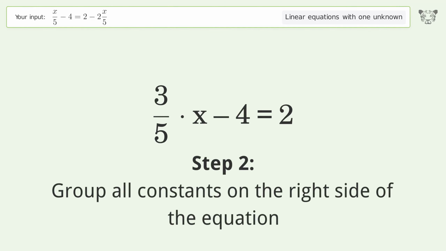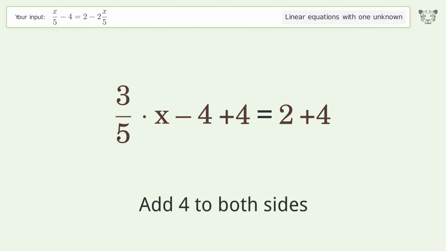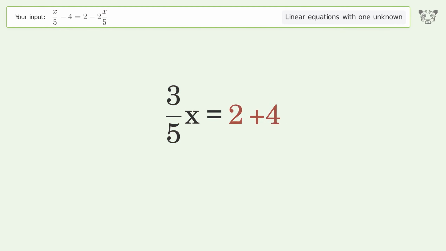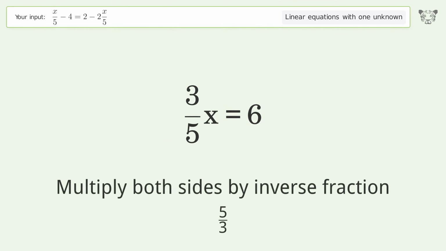Group all constants on the right side of the equation. Add 4 to both sides. Simplify the arithmetic. Isolate the x. Multiply both sides by inverse fraction 5 over 3.